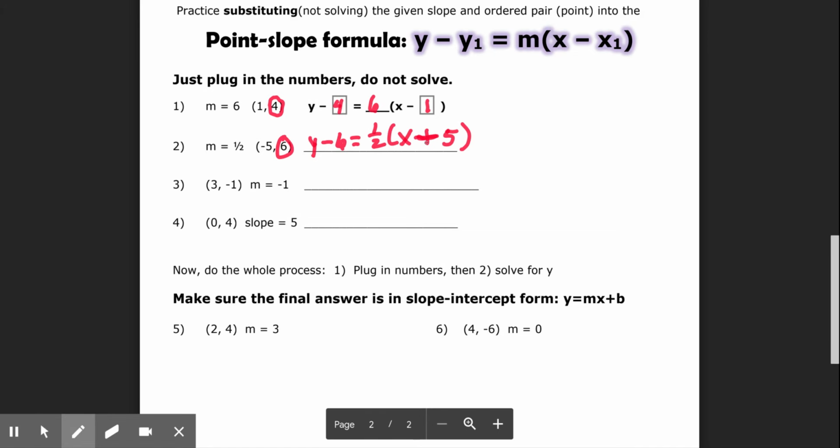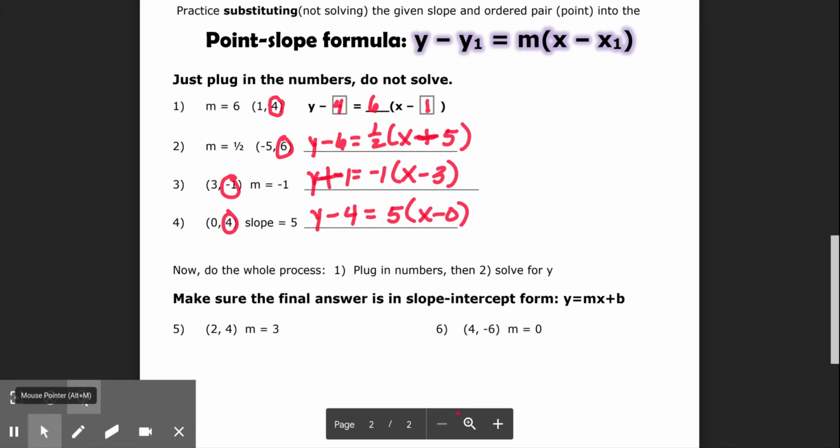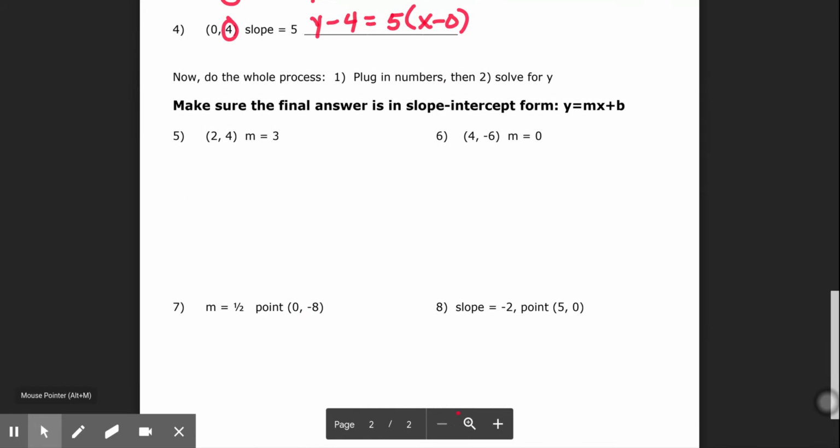So I hope you're doing good and getting those right. Number 3, your ordered pair is listed first. That's what goes first. So y minus a -1 is going to be equal to -1 times the quantity x minus 3. So over here, minus a -1 becomes a +1. Number 4, this y value goes first. So it'll be y minus 4 equals, your slope is 5 times the quantity x minus 0. All right, so I'm hoping that you were successful in plugging those in.